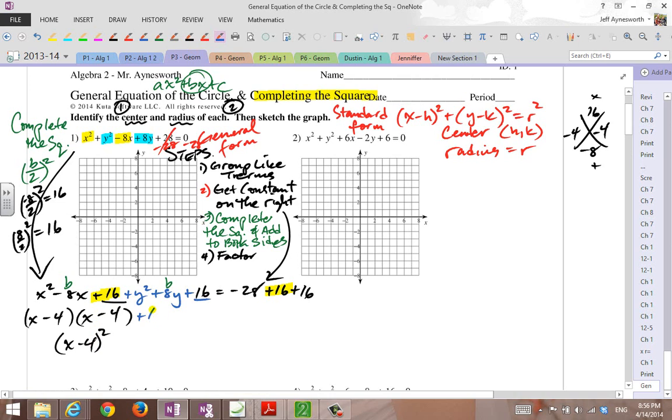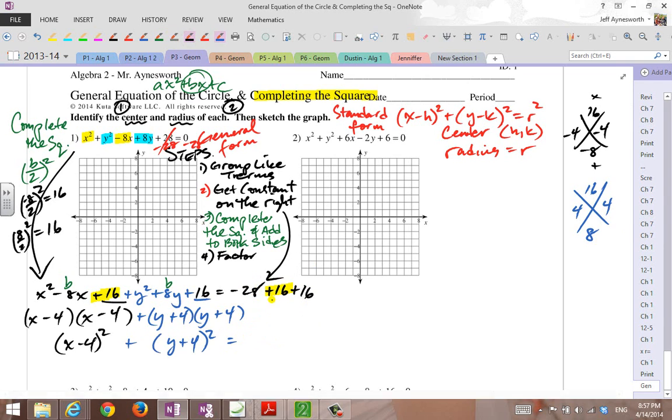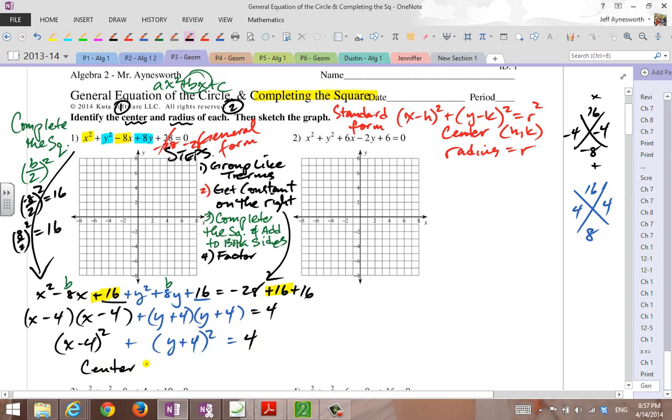So here we go. We're going to factor it into two binomials. y times y is y squared. What two numbers multiply to 16 and add to +8? Well, 4 times 4 is 16, and 4 plus 4 is 8. So this time it's going to be +4 here. And that's going to be y plus 4 quantity squared equals whatever this is. Now 16 plus 16 is 32, minus 28, that's 4. So the right-hand side is 4. Well, this is your standard form of the circle right here. We know just by looking at this from prior experience, the center is 4, -4.